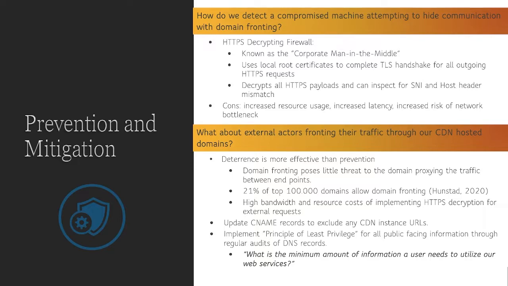Step one is an HTTPS decrypting firewall, or what's commonly known as a corporate man-in-the-middle. This firewall would use local root certs to complete the TLS handshake for any outgoing HTTPS requests, allowing this firewall to decrypt all outbound traffic and inspect it for SNI and host header mismatches, effectively blocking domain fronting.